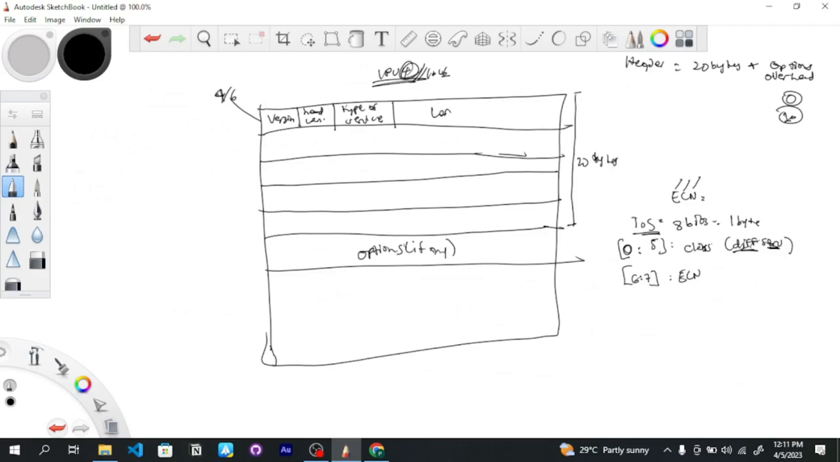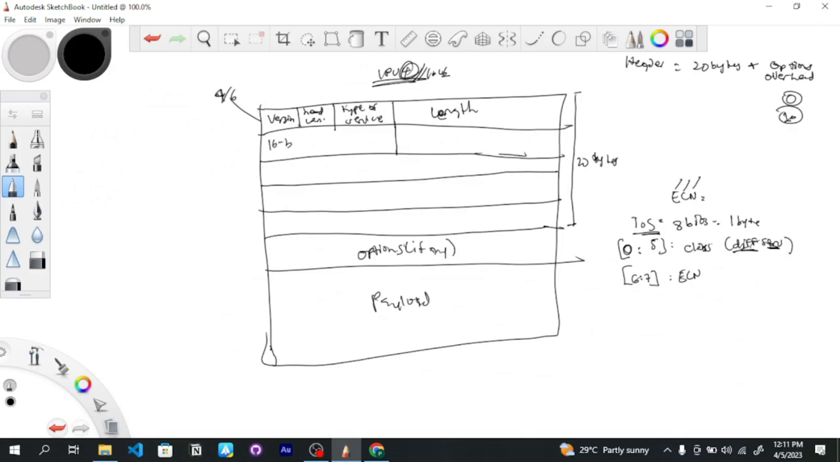And this is the length of the entire packet. This indicates the total number of bytes in your datagram. So this is the header plus options plus payload. It includes everything.